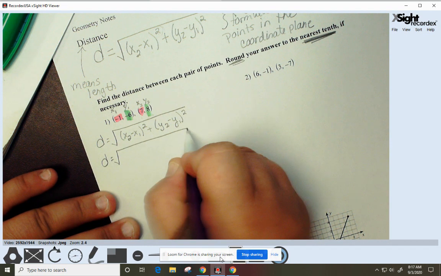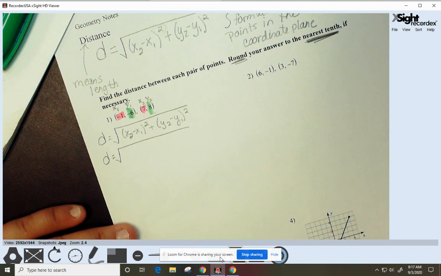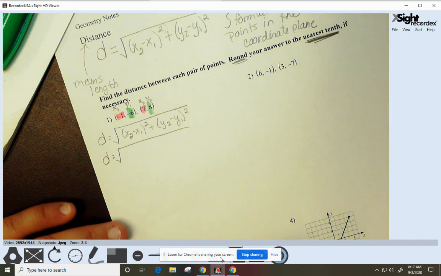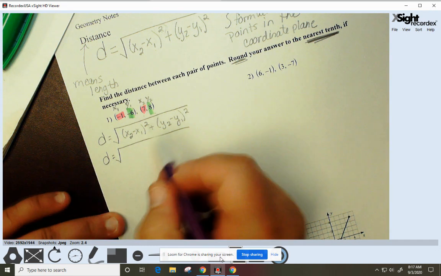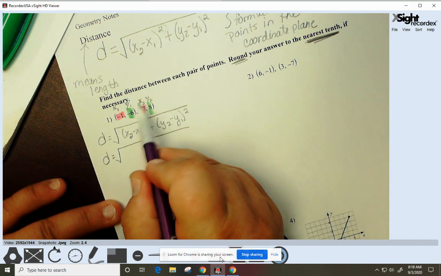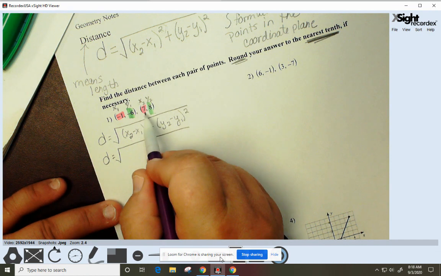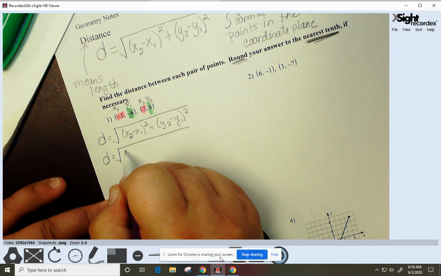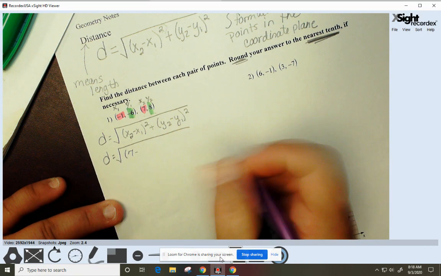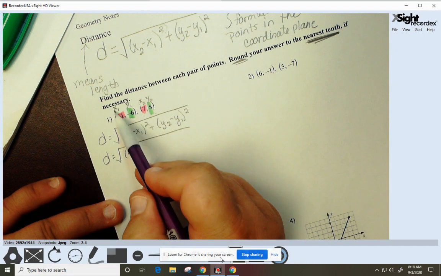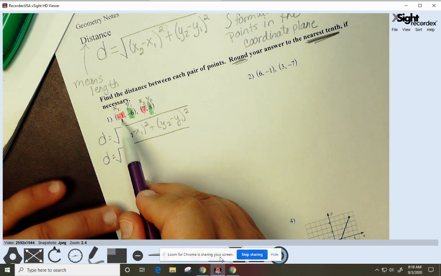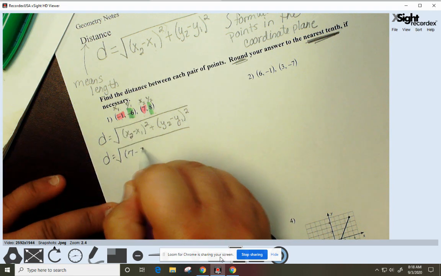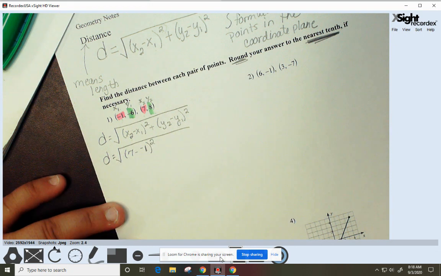The next thing I'm going to do is substitute. I am going to substitute in correctly to the x's and correctly to the y's. Okay, so I'm going to go up here and I've got my x sub 2 right here. I'm going to replace that with a 7 minus. Then I'm going to go find my x sub 1. That's that -1. So I'm going to replace that with that -1. And it's still going to be squared.